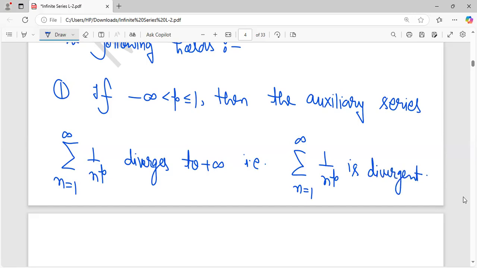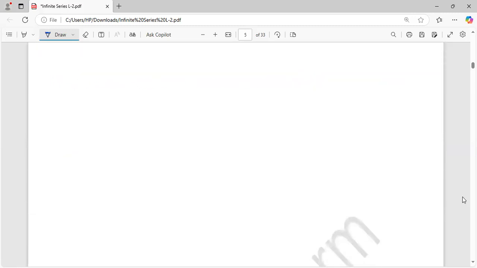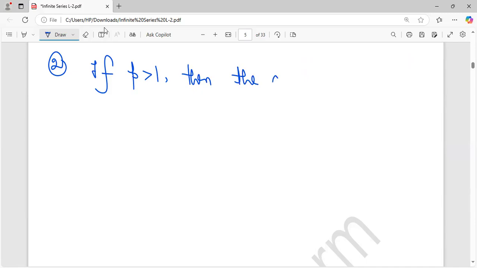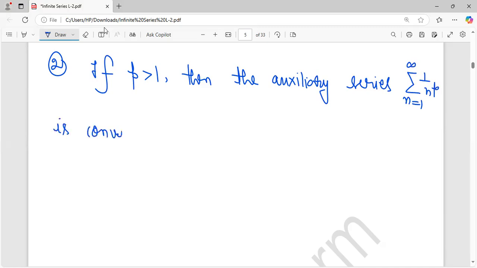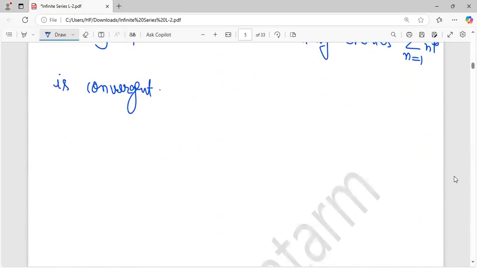Second, if P is greater than 1, then the auxiliary series summation n goes from 1 to infinity of 1 upon n to the power P is convergent.